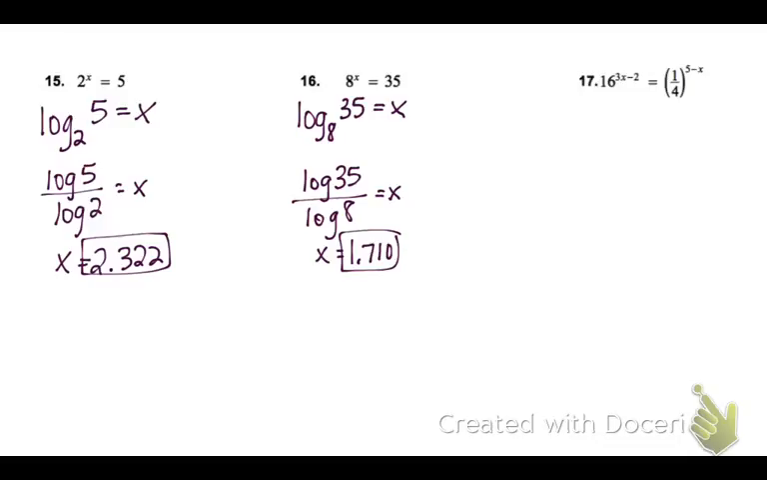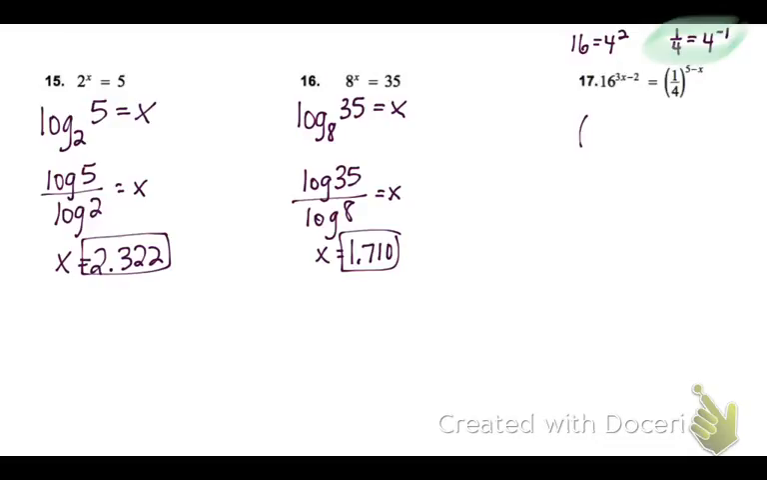Okay, with 17, we can rewrite these using common bases, but my base isn't going to be 16 or 1/4. My base is actually going to be 4 here. I know that I can rewrite 16 as 4 squared, and I can rewrite 1/4 as 4 to the negative 1. This is definitely something you're going to need to know for your test, so make sure that you know how to rewrite something from a fraction to a whole number with an exponent.